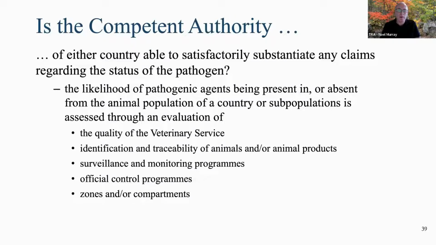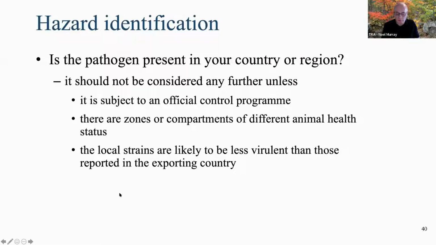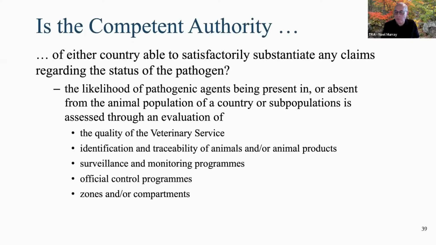So the likelihood of these pathogenic agents being present or absent from the animal population of a country, or perhaps subpopulations where relevant, is assessed through an evaluation of the quality of the veterinary service, identification and traceability of animals and animal products, the existence of surveillance and monitoring programs, whether there's any official disease control programs in place, or whether zones or compartments have been defined. So these are important questions we need to ask ourselves.